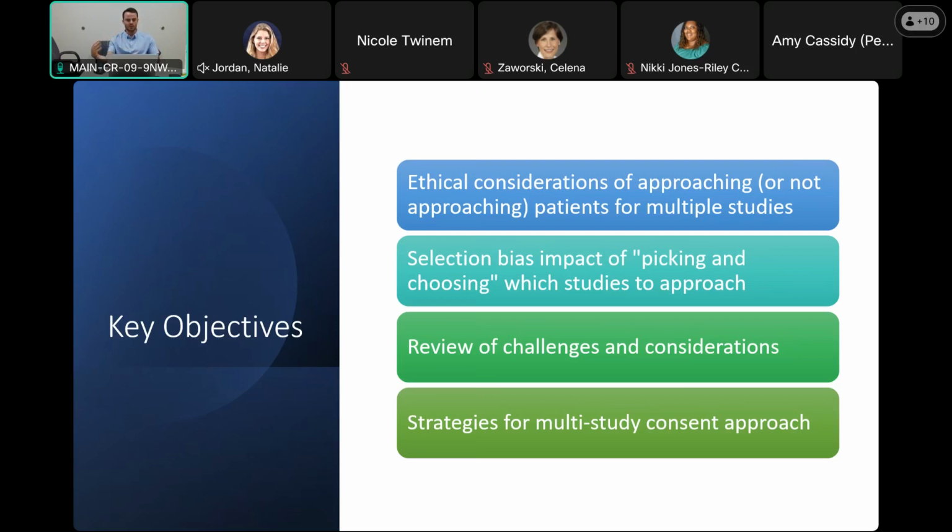As far as ethical considerations go, one of the perspectives is you don't want to be denying parents the opportunity to participate in studies they might want to otherwise participate in if we're only approaching for one or not all of the studies. A question to consider is, does your team or your institution actively enroll subjects in multiple research studies? Or do you selectively choose which studies to approach if they're eligible for more than one?